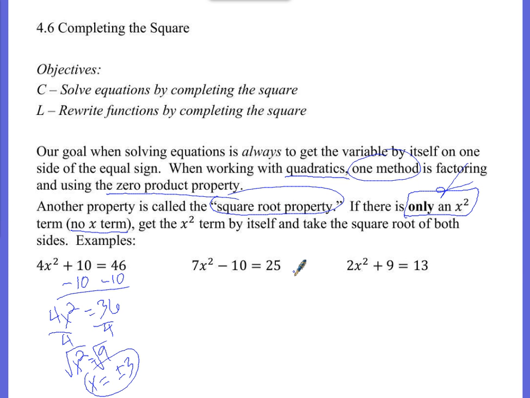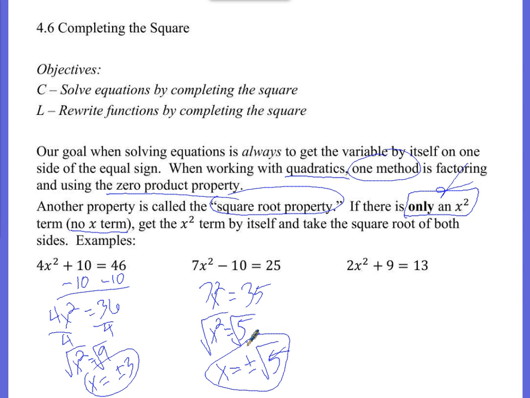So for the middle one, what should we do? Add 10 to both sides. And if I do that, I get 7x squared equals, if I added 10 to both sides, I get 35. Now what? Divide both sides by 7, and now I have x squared equals what? 5. Now what? Square root both sides, and I get x on the left equals plus or minus the square root of 5. You can't simplify that. We're going to leave our answer just like that.